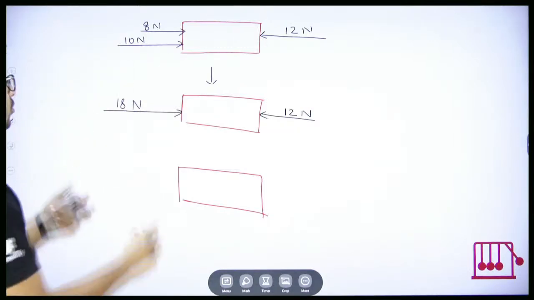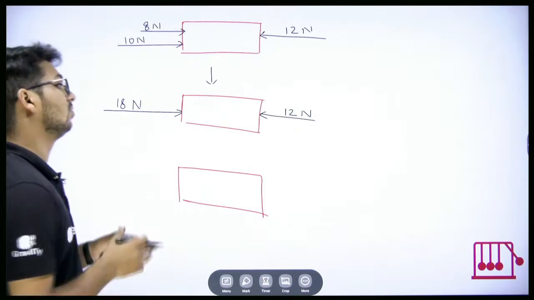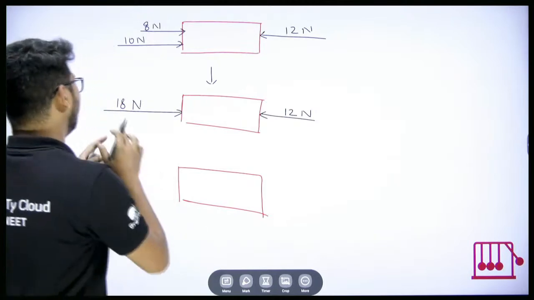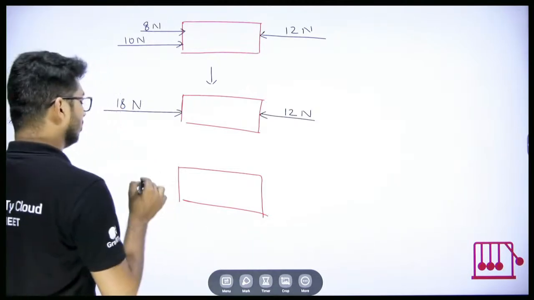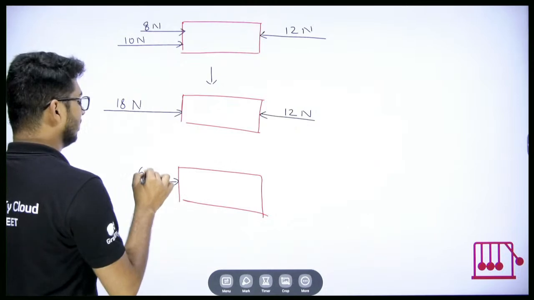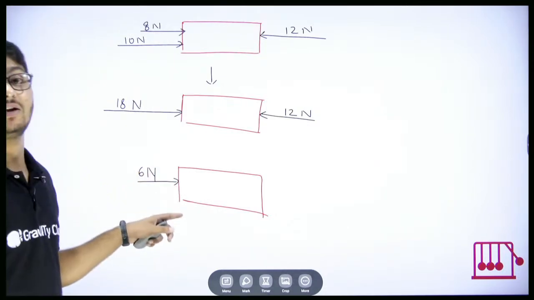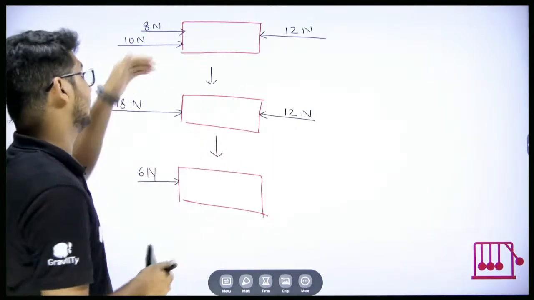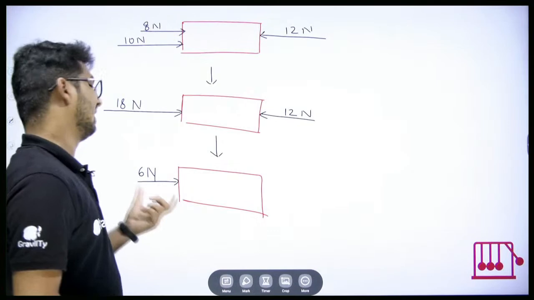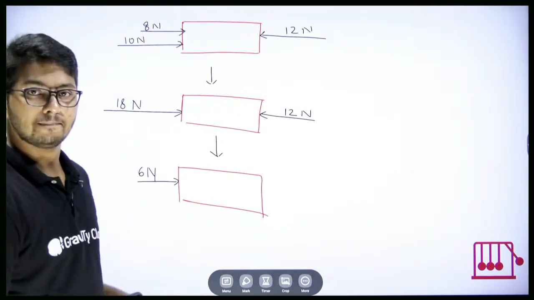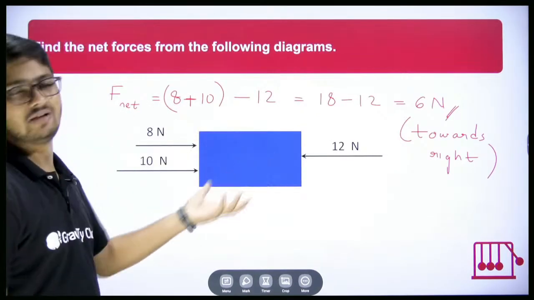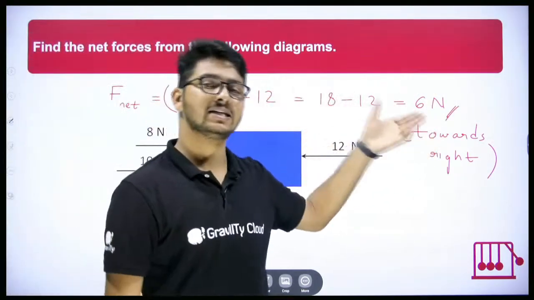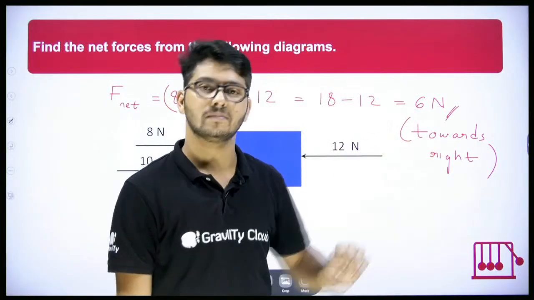Doing it in this way, you will have no confusion about the direction. Between 18 and 12, which is the larger force? 18 is the larger force. So when you go for 18 minus 12, you get 6 Newton, but direction will be towards right. So we are doing it in a detailed step-by-step process. Then we get the direction also very clearly. In fact, it is the same steps that we have done here. Not anything different. So we get the same answer finally, 6 Newton towards right.